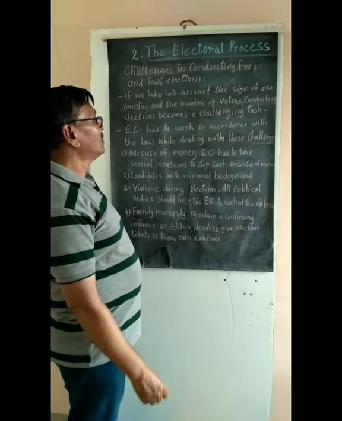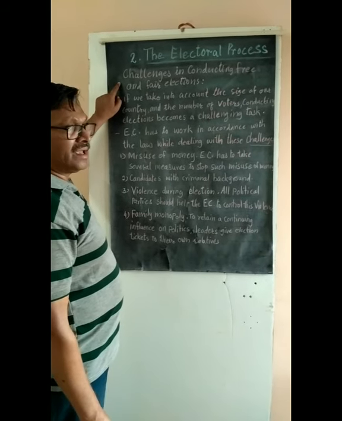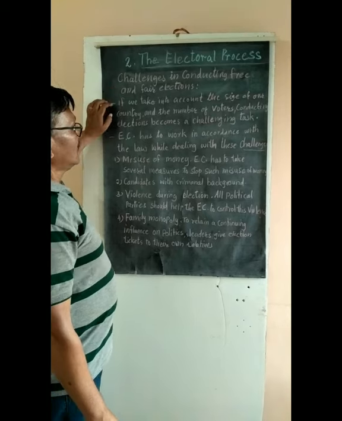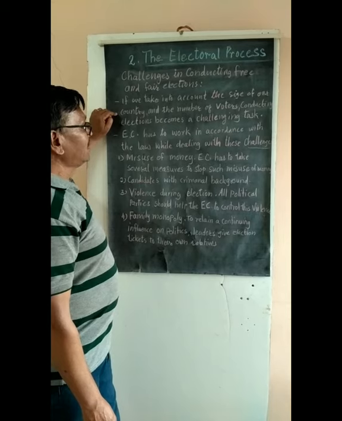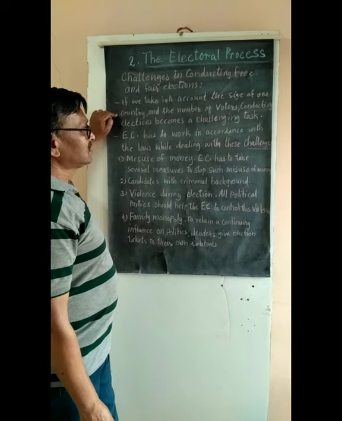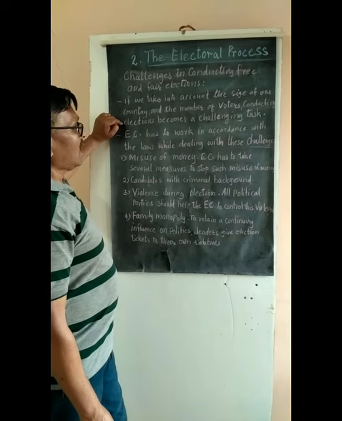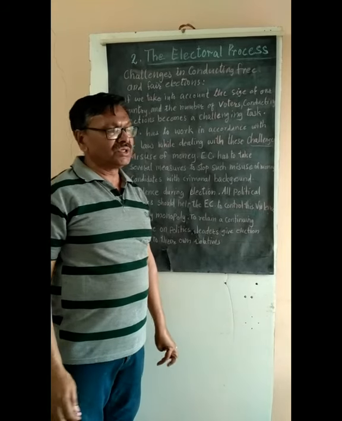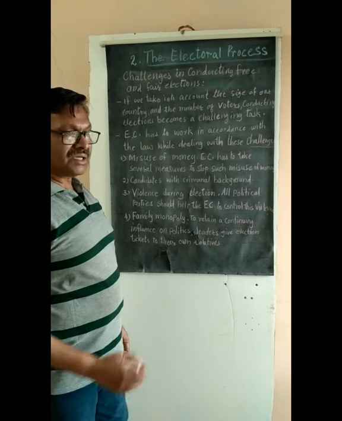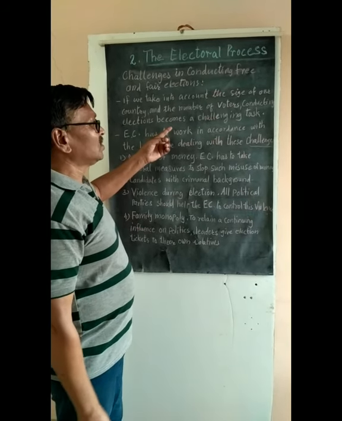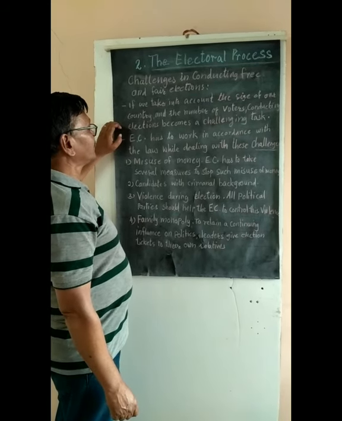My dear students, we are now going to see the challenges in conducting free and fair elections in our country. If we take into account the size of our country and the number of voters, conducting an election becomes a challenging task. The size of our country is very huge, and the voters are also quite many, and therefore it is a challenging task before the Election Commission to have a free and fair election.